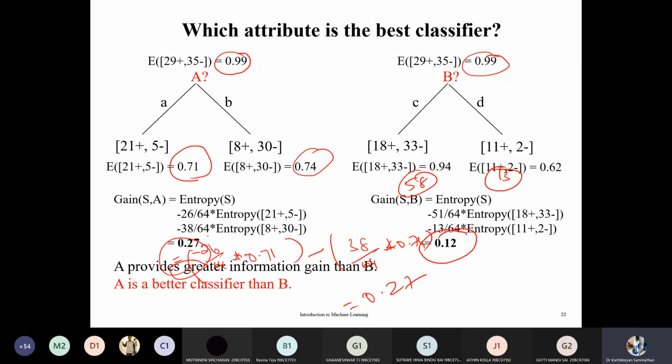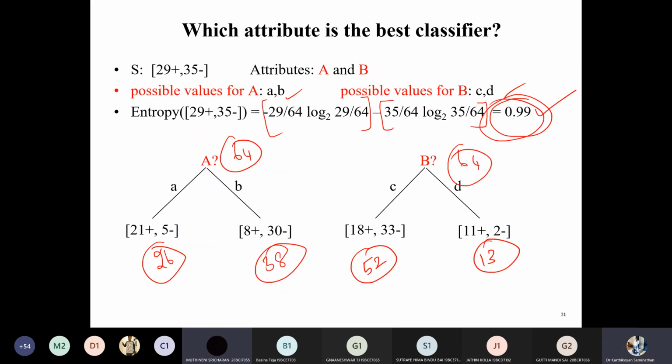So now from this you can say A provides greater information gain than B. So 0.27 multiplied by 100 is 27%. This is 12%. So A provides greater information gain than B. So we can say A is the best classifier. So this is 27, this is 12. This data set A, which has 26 positive and 38 negative, gives you high information gain. So this is your best classifier for classification.